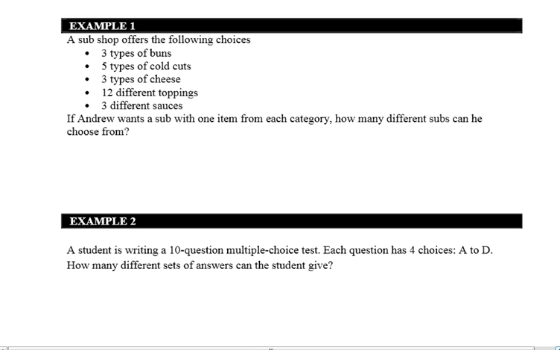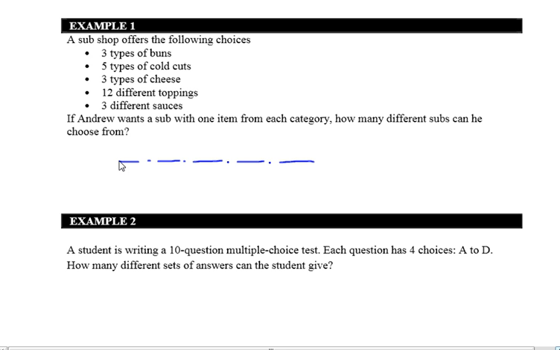So a sub shop offers the following choices: 3 buns, 5 cold cuts, 3 cheeses, 12 toppings, and 3 sauces. If Andrew wants a sub with 1 item from each category, how many different subs can he choose from? So one way we can set this up is the fundamental counting theorem, because we only need one of each.